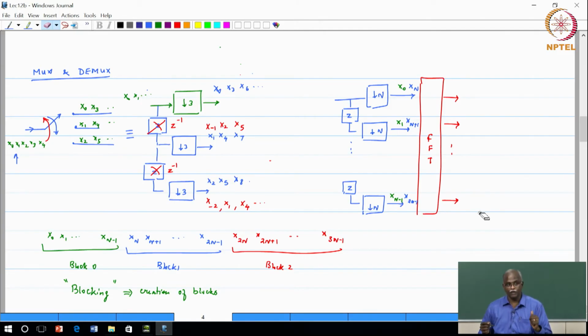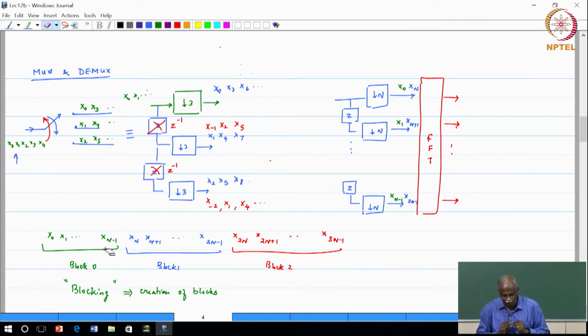Okay, that is a good question. The question is, why do I split it as non-overlapping blocks? Yes, it is a very good question.